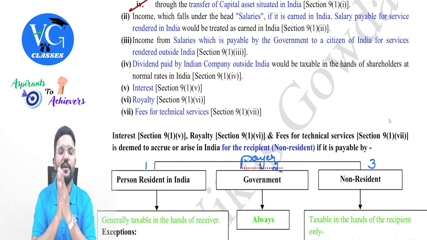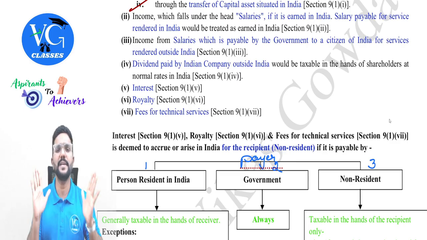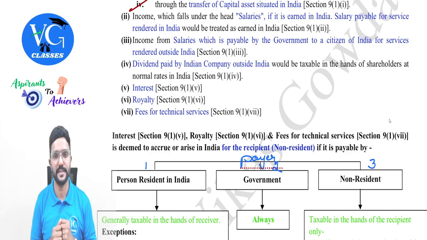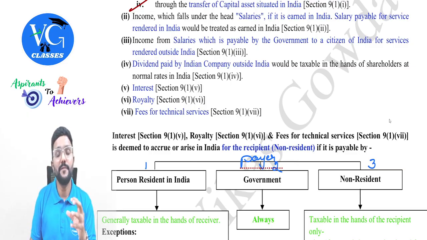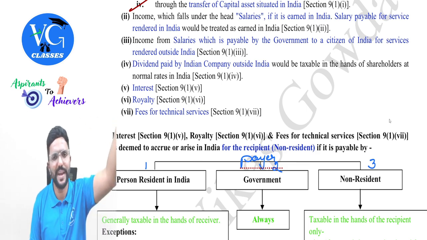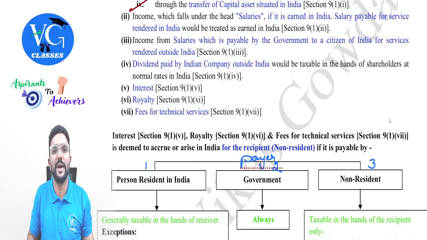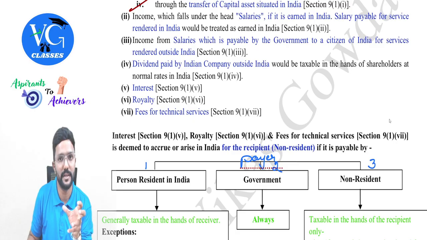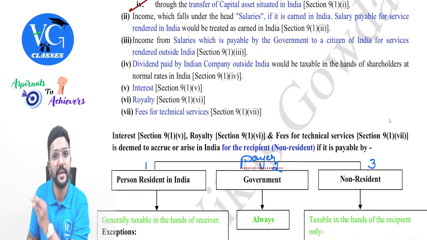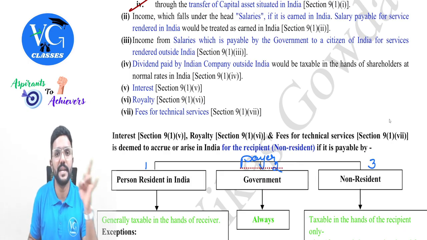Second, income which falls under the head salaries if it is earned in India. Salary payable for service rendered in India will always be deemed to accrue or arise in India and it is taxable, guys. Now, even if employment service is rendered in India, the employee, now retired, has gone and settled in the US or UK or any foreign country and is receiving pension there. Still, even that pension income will be deemed to accrue or arise in India. Why, sir? Because what is the root of this pension income? Employment, the employer-employee relationship, and it was in India.